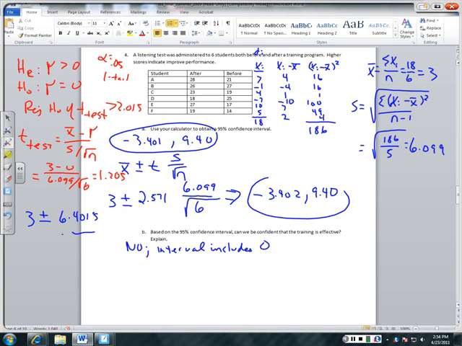And 1.205 is not greater than 2.015. So you fail to reject H0. Their mu could be 0. And of course, that fits with what we had said earlier.